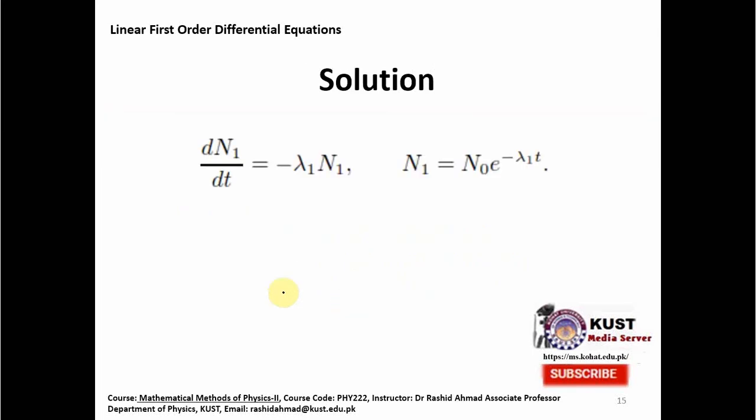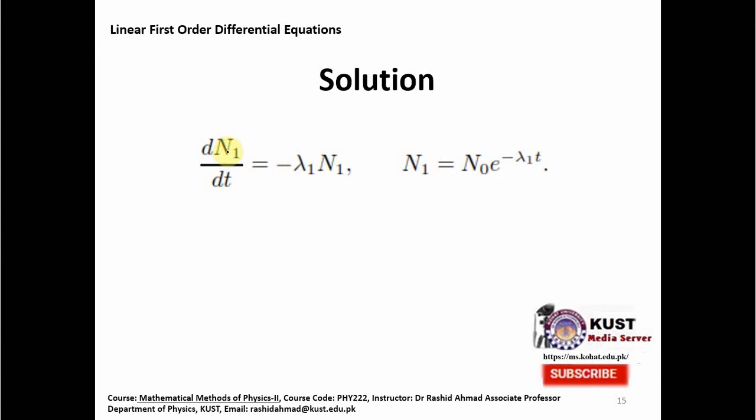We can do this as we know that the decay rate of n1, dn1 by dt, is proportional to n1, because the number of atoms decaying is proportional to the number of atoms present. Remember, this is the law of radioactive decay: if there are more atoms present, then the decay is faster, and if the number of atoms is less, then the decay is less. And it also depends upon the type of the atom present there, which is lambda 1.